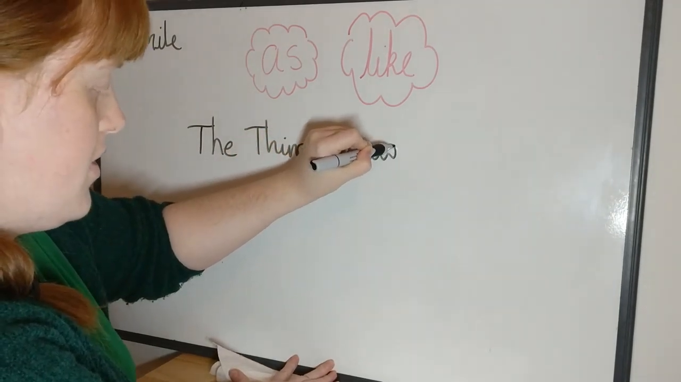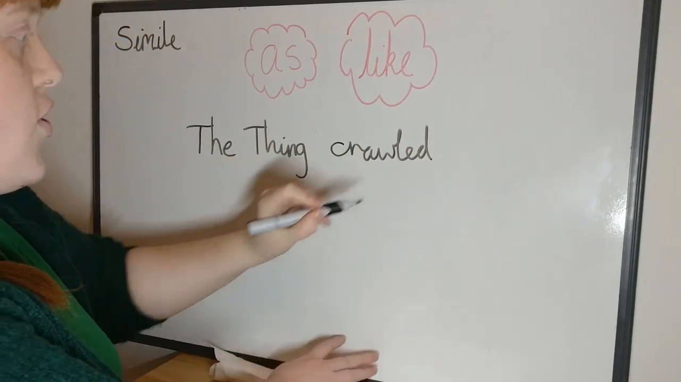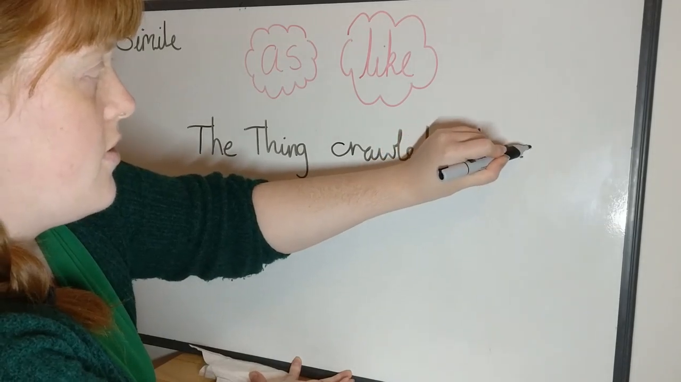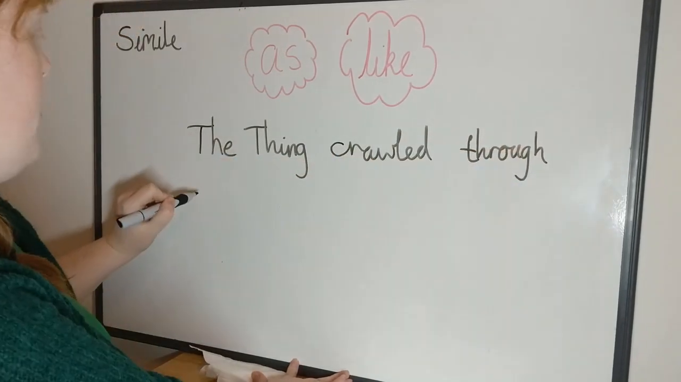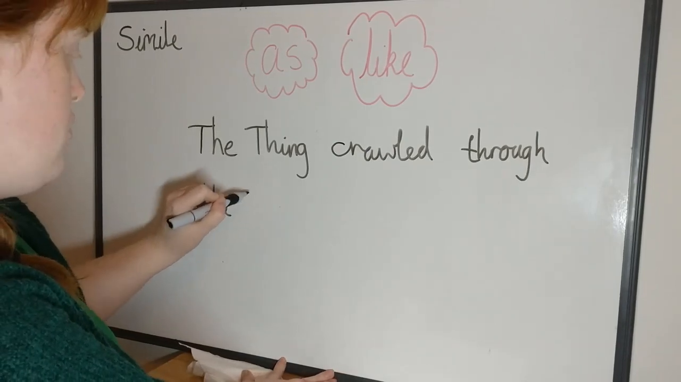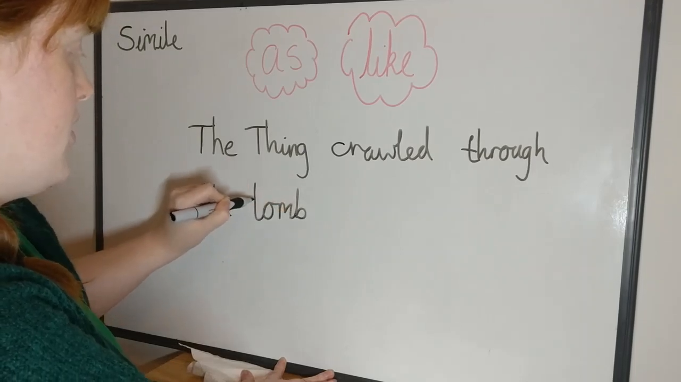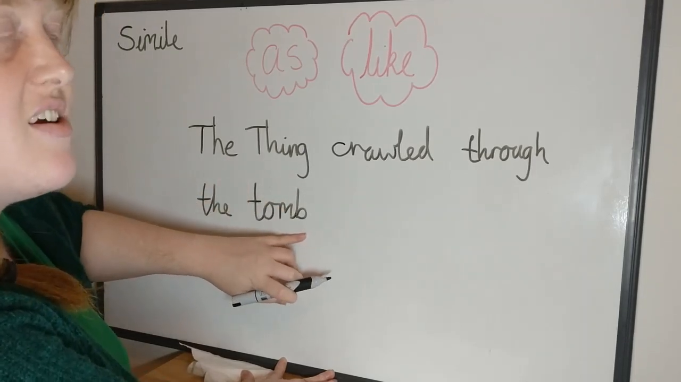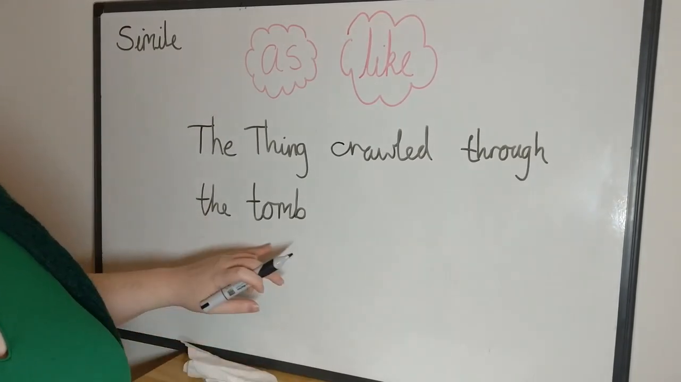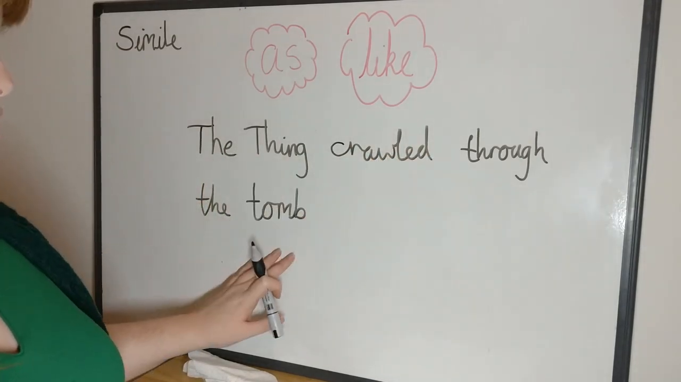The thing crawled. Crawl. The thing crawled through, and they're in a tomb. So the thing crawled through the tomb. The spelling of tomb is a strange one. It's t-o-m-b, but you pronounce it tomb. It's a bit of a funny spelling. It isn't spelled how it sounds. The thing crawled through the tomb.